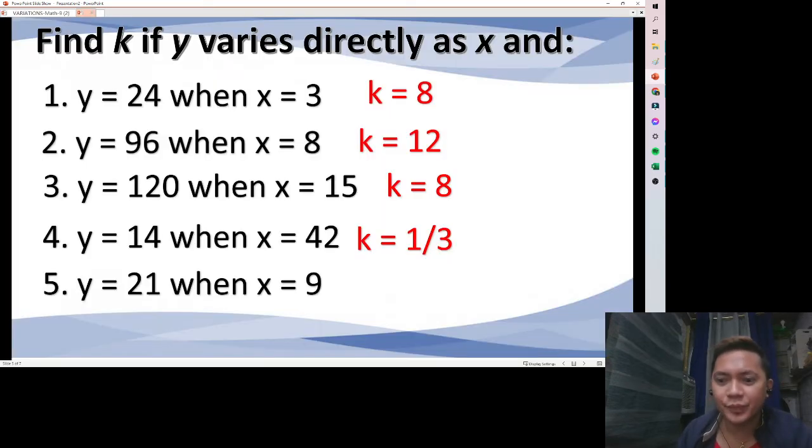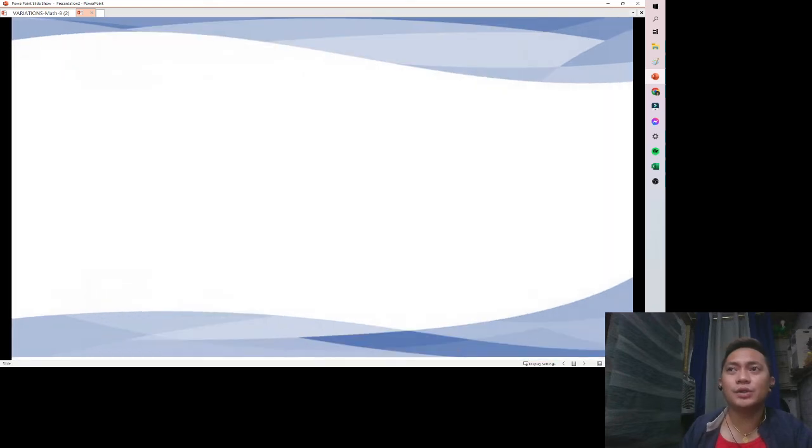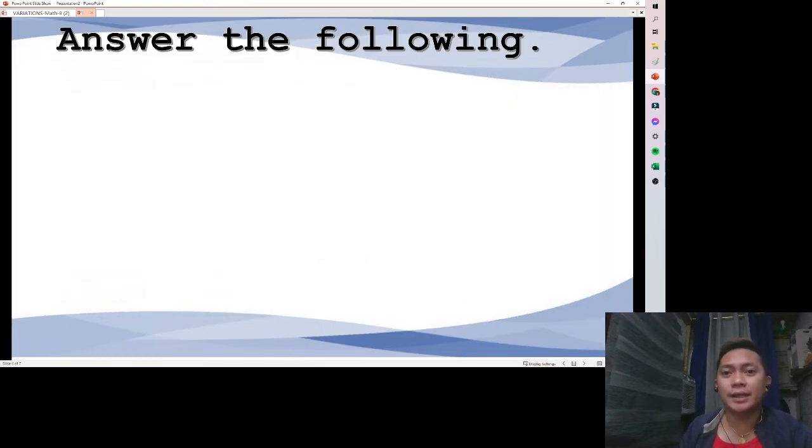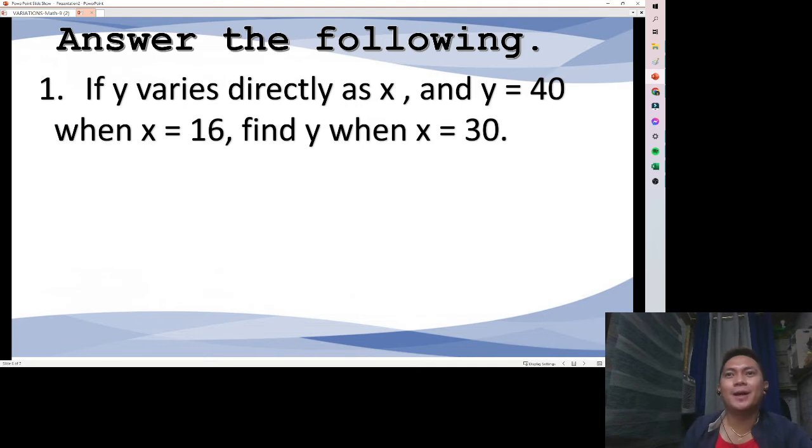Next. So, the answer is 7 over 3. Now, we also need to find something. After getting the constant, saan nga ba natin siya gagamitin? Siyempre, yung next term.